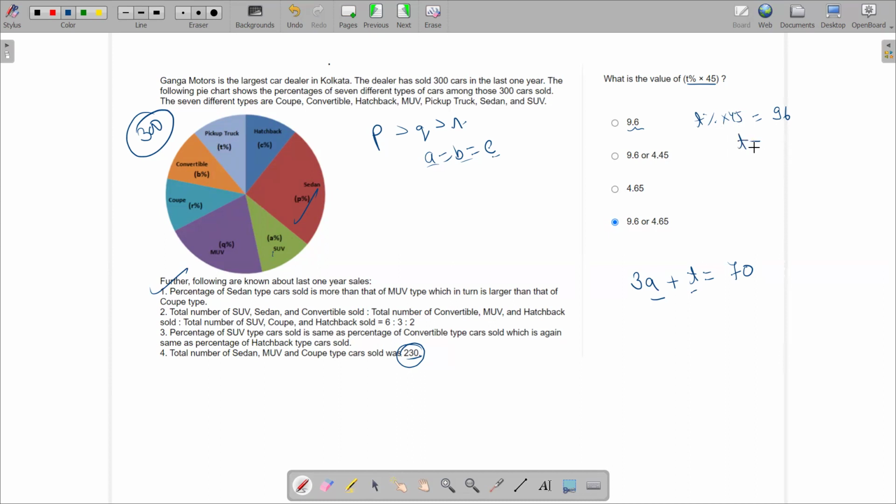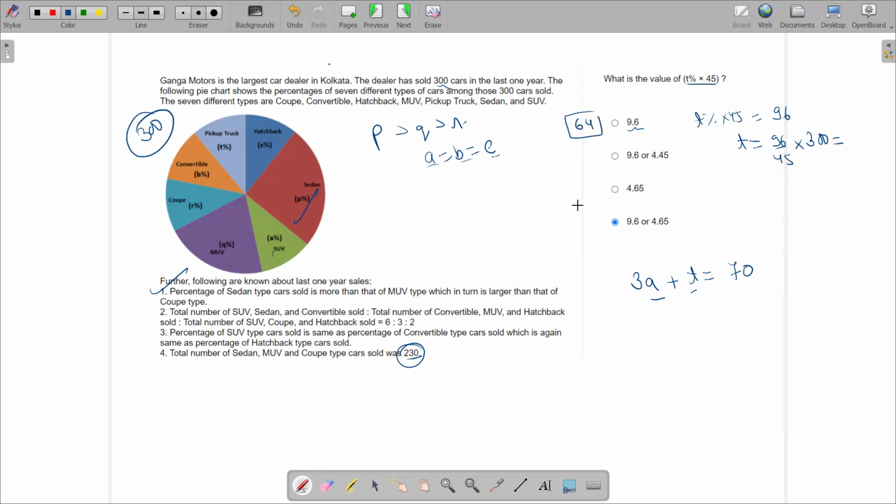So from here, T will be how much? I'm converting it into the value as well, as I told you. To convert the percentage, we know there are total 300 cars, so multiply by 300. We'll get 96 by 45 into 300. Using the on-screen calculator, I'm getting 64.